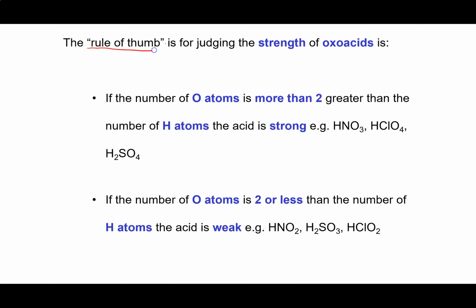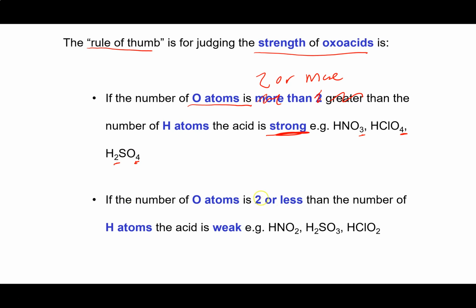Alright, so our rule of thumb for judging the strength of oxoacids is this: if the number of oxygen atoms is 2 or more than the number of hydrogen atoms, then the acid is a strong acid. So a good example here, we've got 2 more oxygens than hydrogen, so that's strong. We've got 3 more oxygens than hydrogen, so that's strong. We've got 2 more here, so that guy is strong.